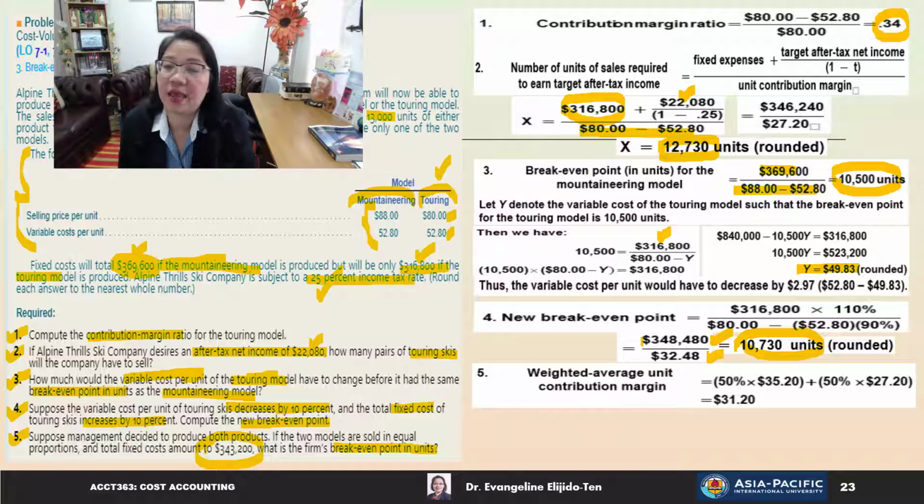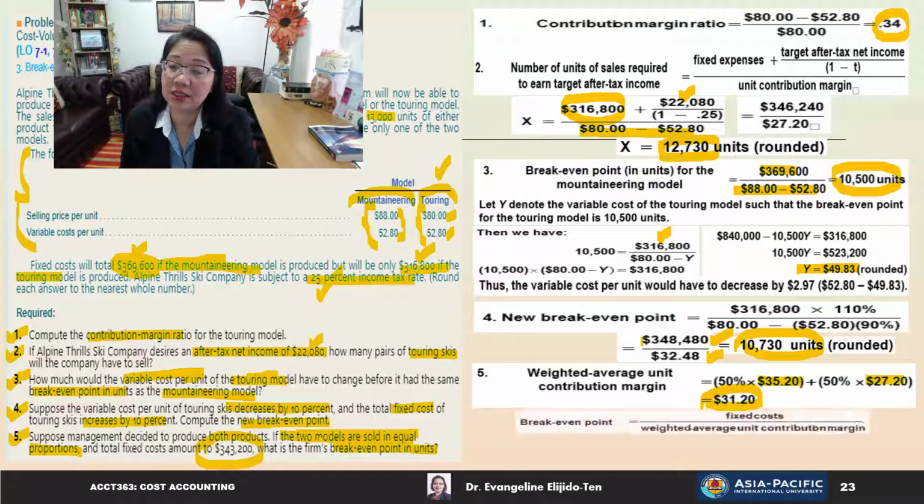What is the UCM for mountaineering? It is $35.20, the difference between 88 and 52.80, so that's 35.20. What is the UCM for touring? It was 27.20. 80 minus 52.80, so that's 27.20. And it says here that the proportion would be in equal proportions. So if the two models are sold in equal proportions, what is the sales mix? 50-50. So 50% of 35.20 plus 50% of 27.20 is 31.20, and that's the weighted average UCM.